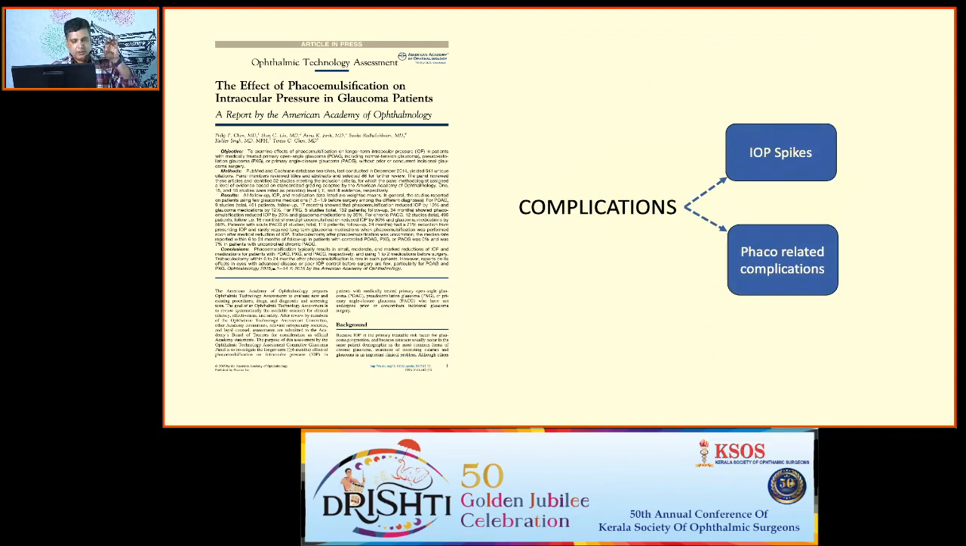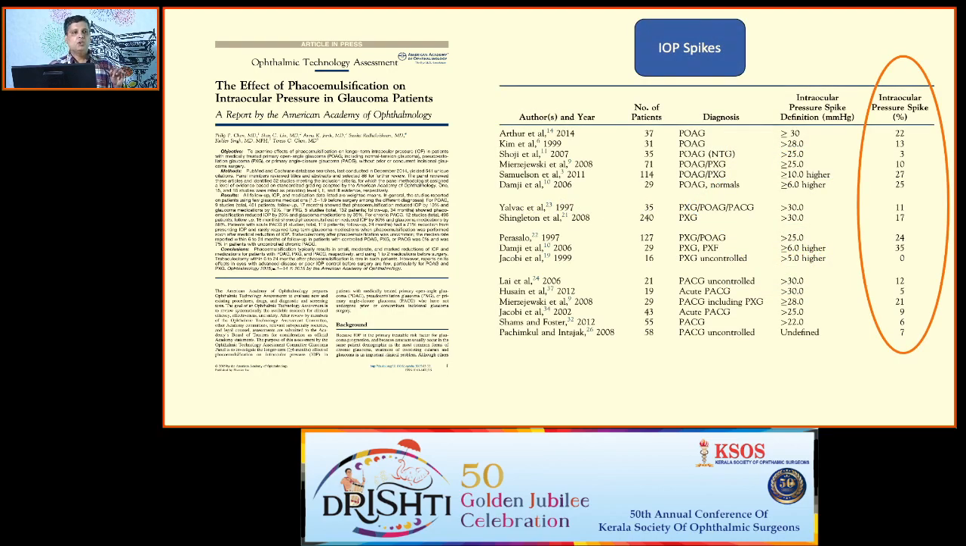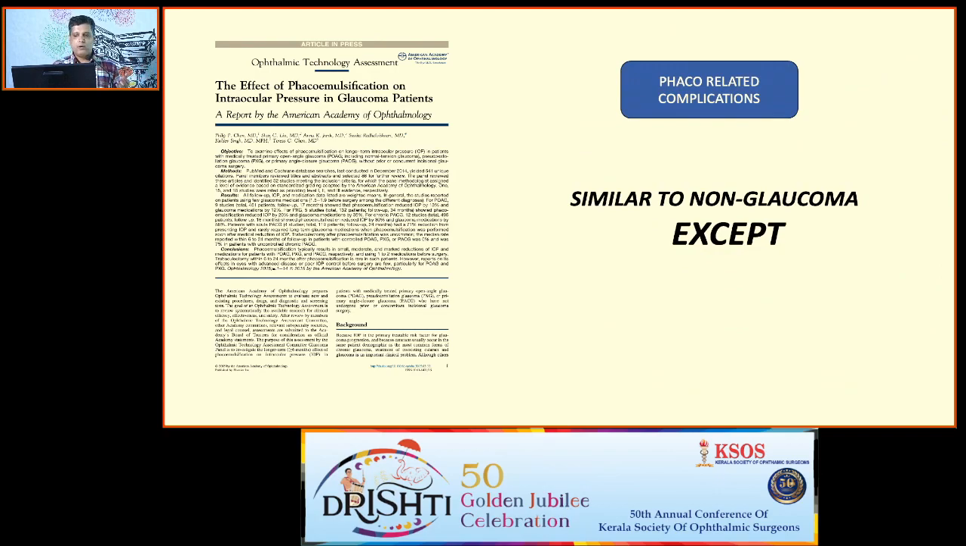And the complications of phaco alone in a glaucoma patient versus a non-glaucoma patient. They primarily looked at two things: IOP spikes and other phaco-related complications. IOP spikes were higher than average when you are operating phaco on a glaucoma patient. It's on an average around 20% in most cases in the early phase. It's higher than average, but with improvements in modern phaco technology, the phaco-related complications were very similar.